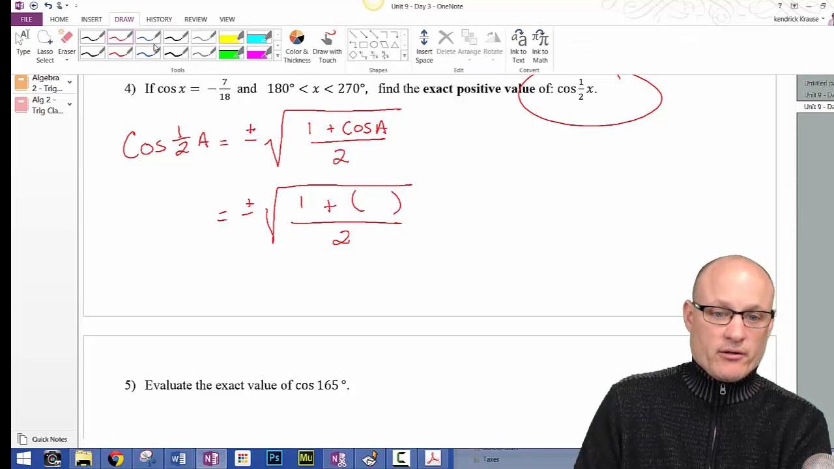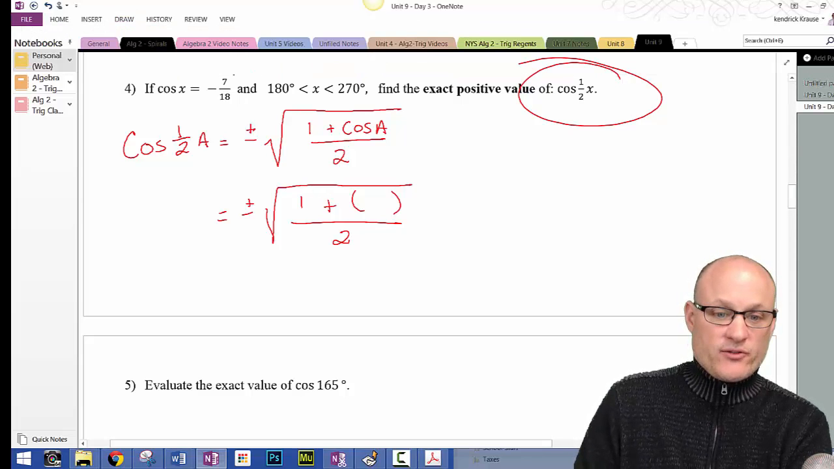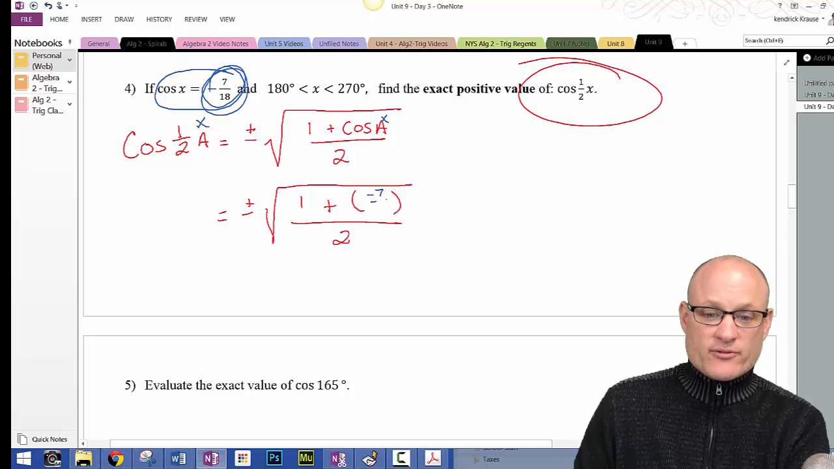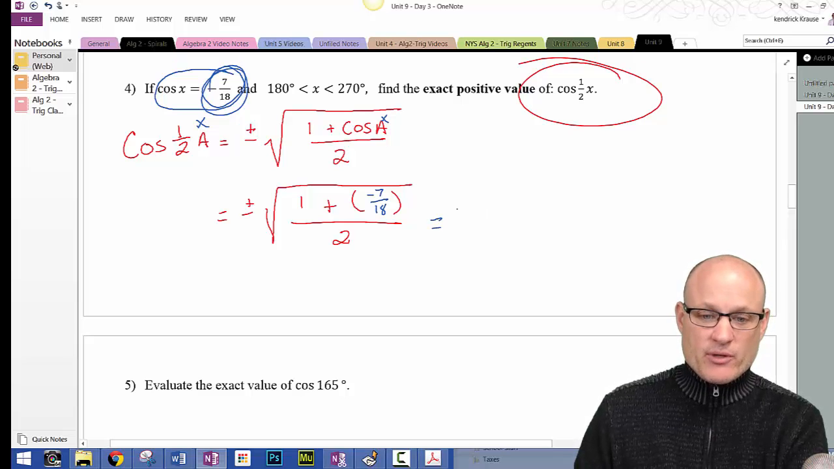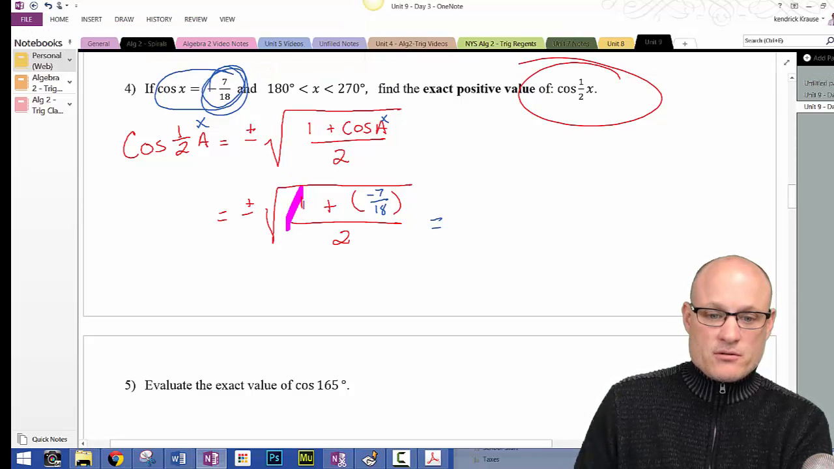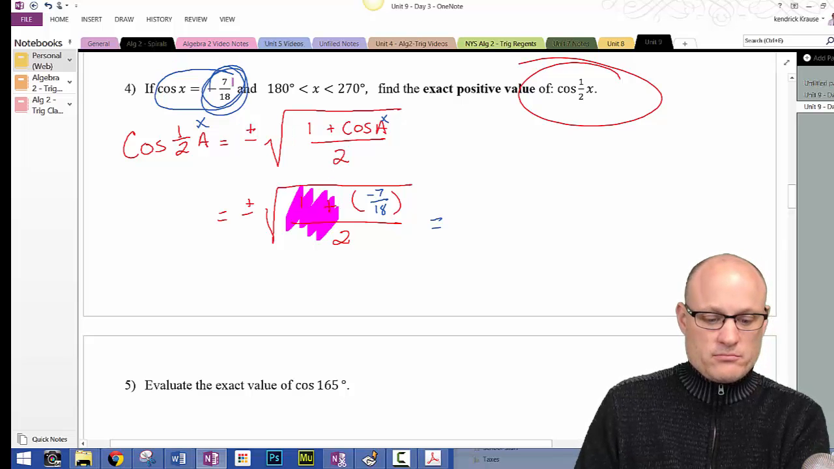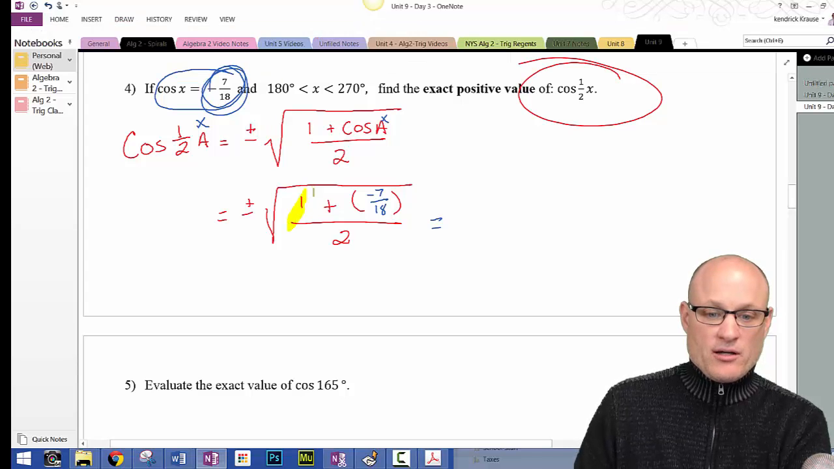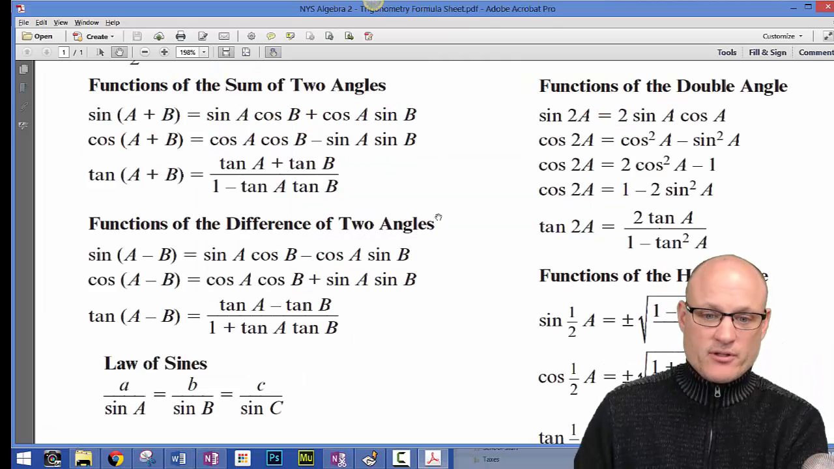Come over here. We're going to sub in. This is cosine of x, so we should be using x. This is what I'm going to sub in: negative 7 over 18. I know I've talked a lot about doing that in your head, and some of you can, but what I would expect you to type in is all of this stuff under the radical. Not the radical, just that stuff.